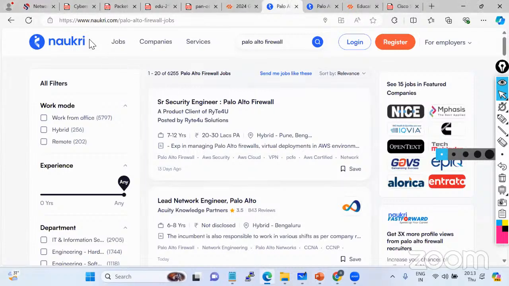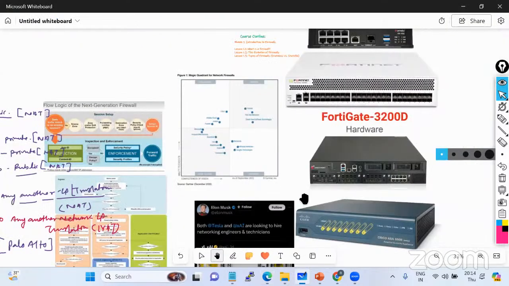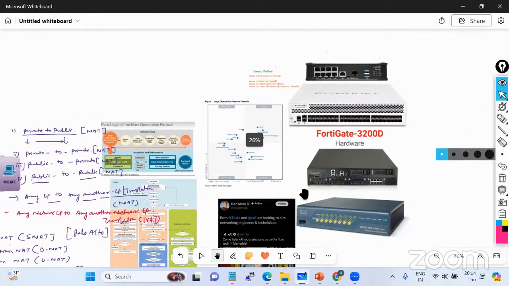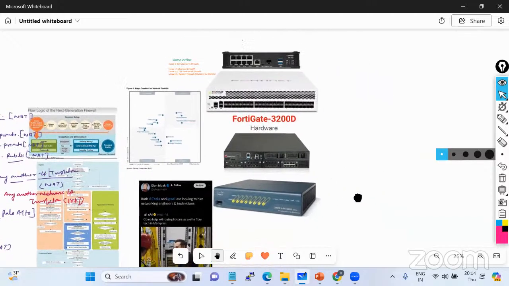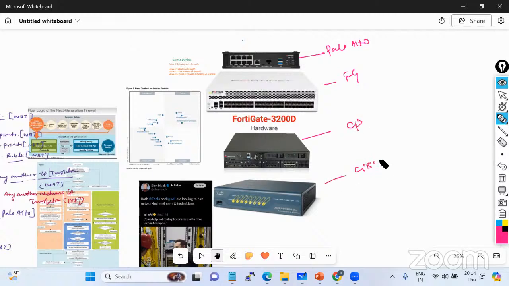In this world, not only in India, we have a lot of vendors, right? So what are the key vendors available in the market? We have different vendors who manufacture firewalls. This can be the Palo Alto firewall, the FortiGate firewall, the Checkpoint firewall, and the Cisco firewall. These are the leaders in the market. Not all, but basically these three are the leaders, and they provide firewall features to protect your network and security domain.